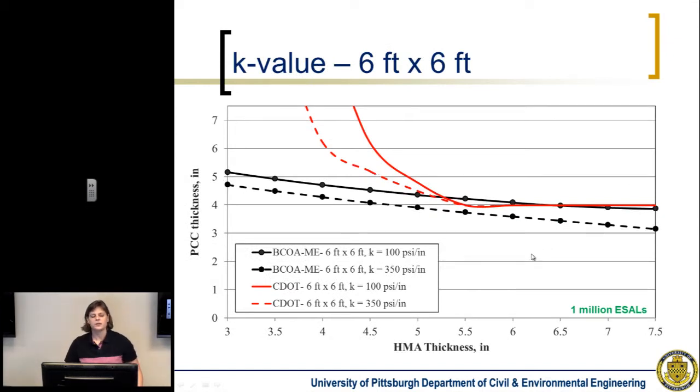It's not very sensitive to the K value. Here we're looking at 6x6 panels, and you don't see a significant difference. Again, the concrete overlay and the asphalt are carrying the majority of the load, so it's not very sensitive to the supporting layers underneath. With most concrete pavements, it's uniform support in those lower layers. Whether it's weaker or stronger support, as long as it's uniform, you're going to be okay. And again, it shows the instability at the lower thicknesses for the older procedures, and it's more stable for the BCOA-ME.